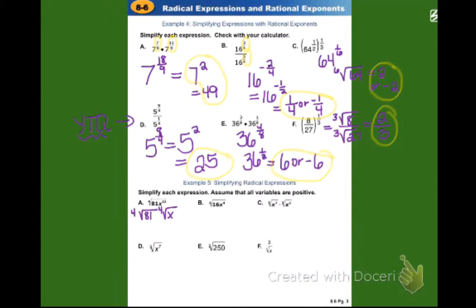So if I wanted to simplify the fourth root of 81x to the 12th, I could just look at these separate pieces for my answer. I know that the fourth root of 81, if I think about that, is the number multiplied by itself 4 times to get 81. That's 3.